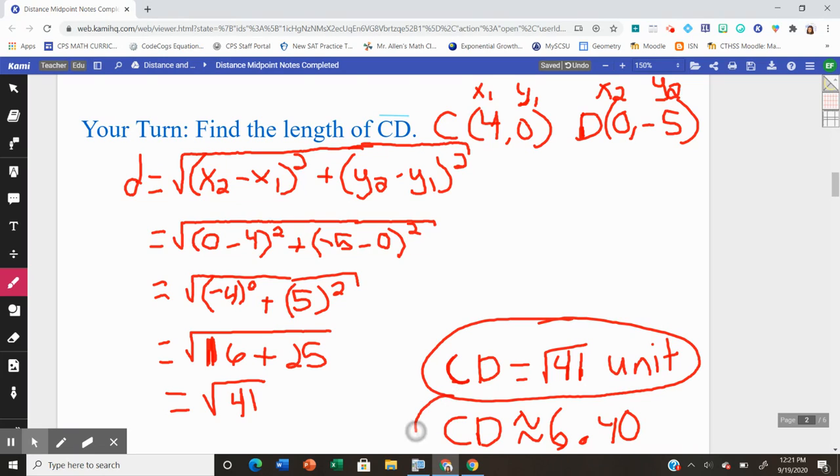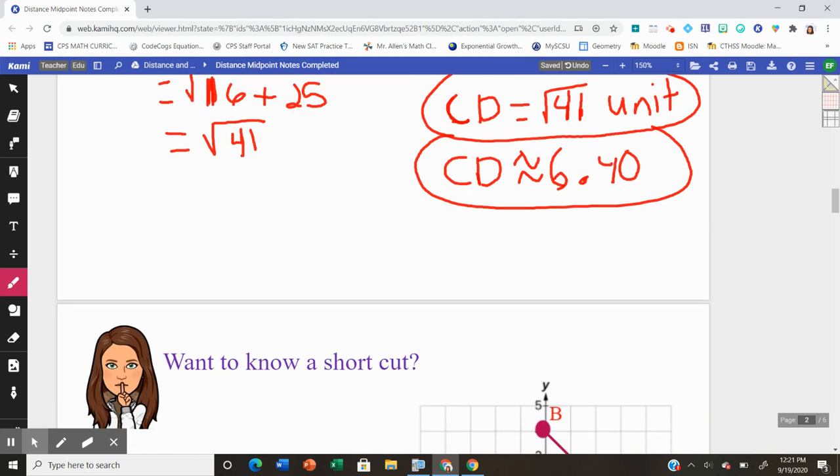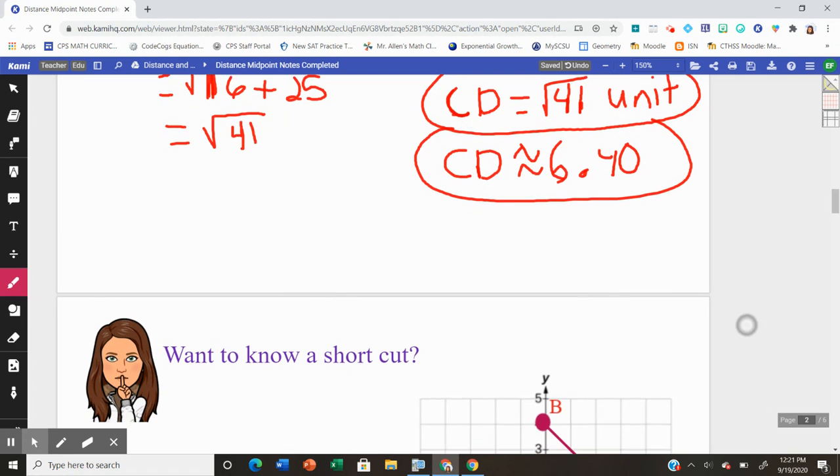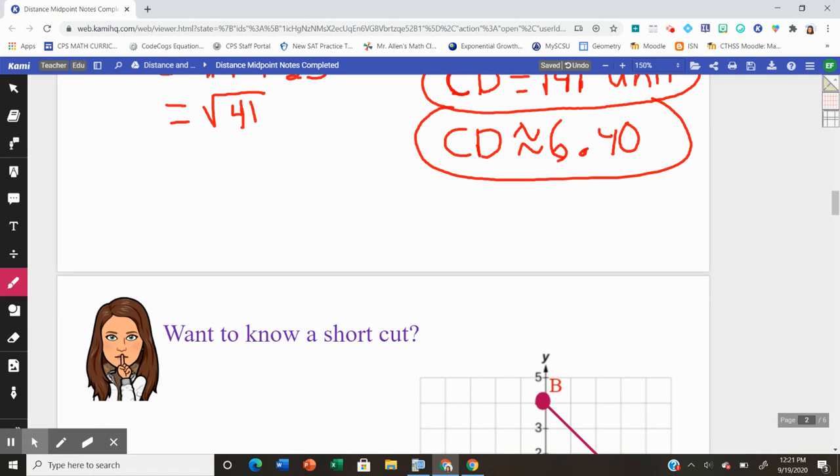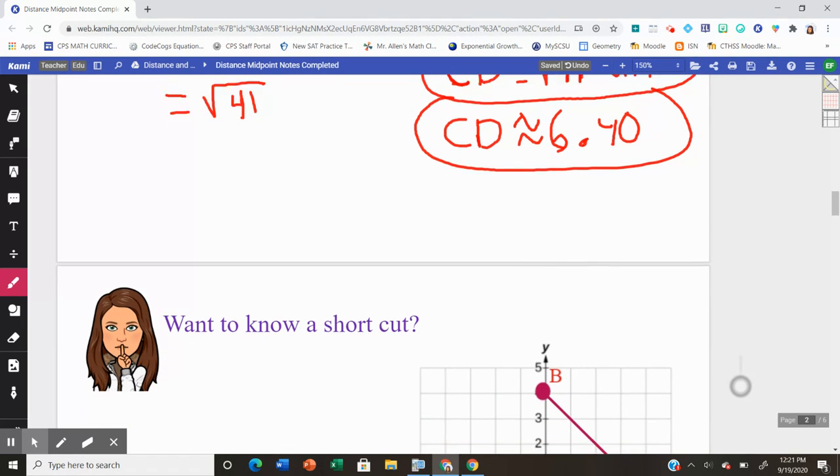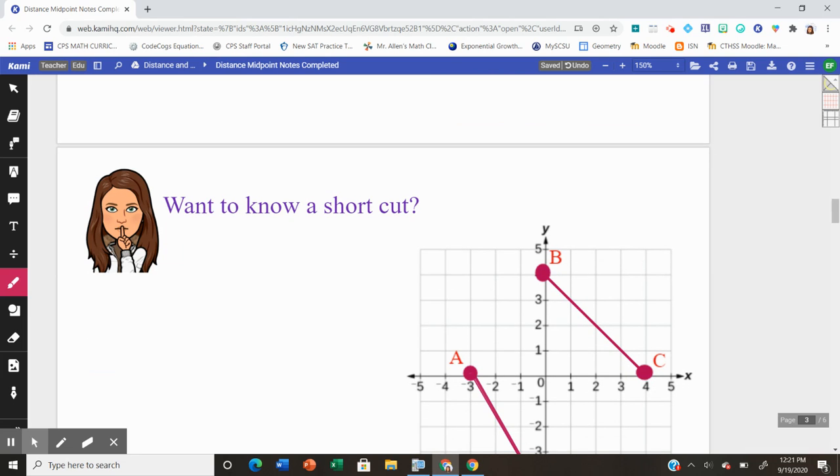All right, so again, I'd prefer the precise answer, leave it as a radical, plus it's less work, right? Why are we going to make stuff harder? But all right, so that was fun and it wasn't too bad, but do you want to know a shortcut? Back in middle school, you guys already learned the distance formula and you didn't even know it because you called it by a different name.